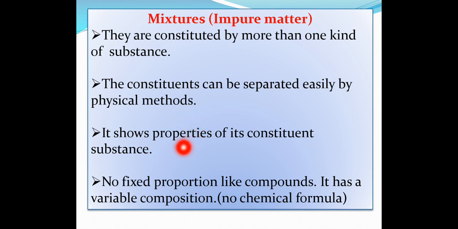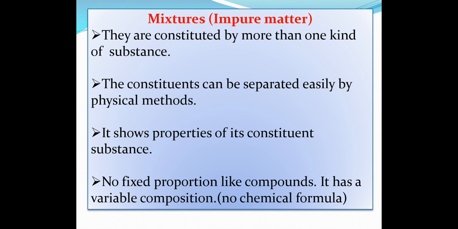Then your mixtures, they may show properties of their constituent substances. That means, as I told you, in compounds, like carbon dioxide, it is made up of carbon and oxygen. It may not show the property of carbon and oxygen individually. But in mixtures, let's say for example sugar solution, when you are mixing sugar in water, it will show the property of water, because water is in liquid state and your sugar solution is also in liquid state. So it shows the property of its constituent substance, but that is not the case in compounds.